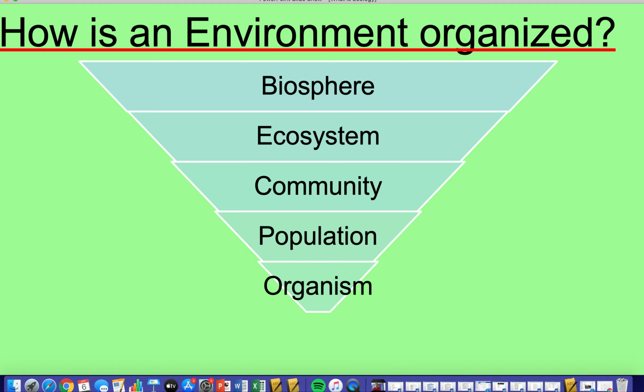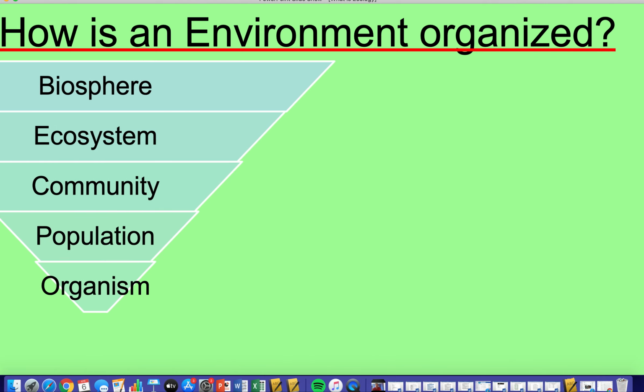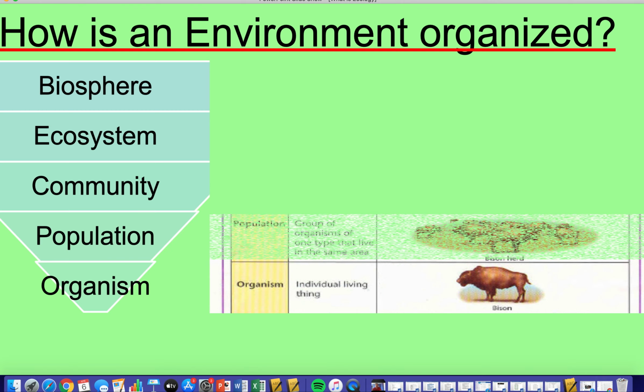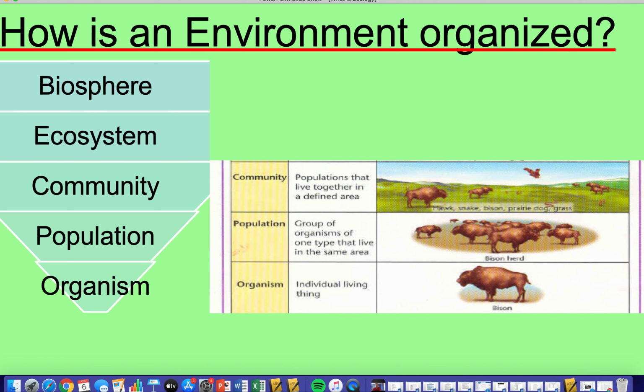All right. Next, we're looking at how environments are organized. If we start at the bottom, we're starting with just a single organism. In this case, we're talking about a bison or a buffalo. When you have multiple bison together, then we get a population, and that's just a group of organisms that are the same that live in a similar area. When we get different populations together, we're talking about a community. In this example, you see there's hawks, snakes, bison, grass, etc. This would be the community that's there.